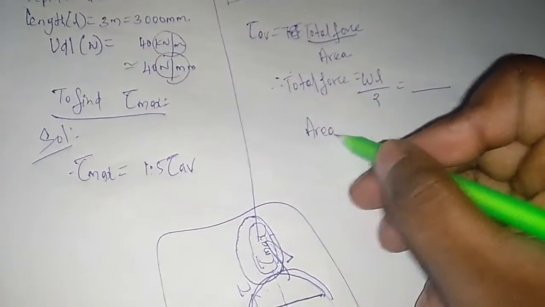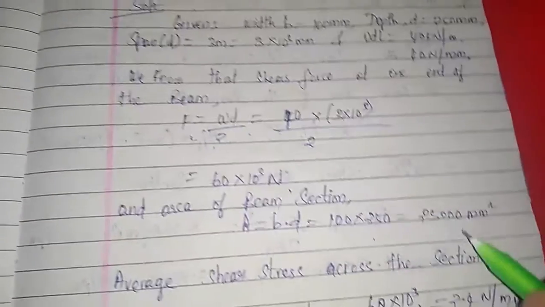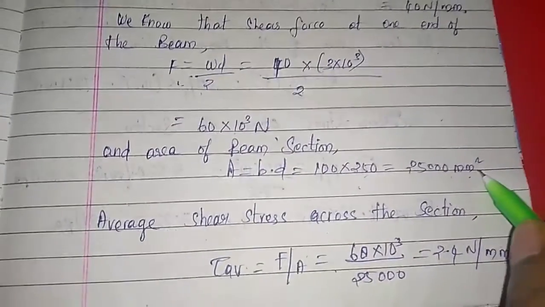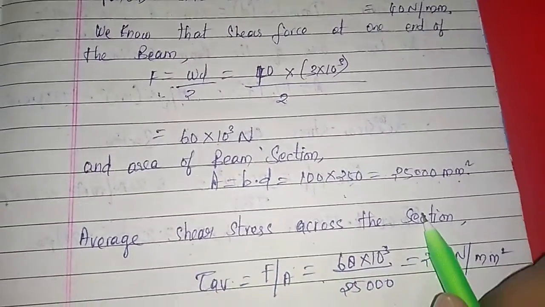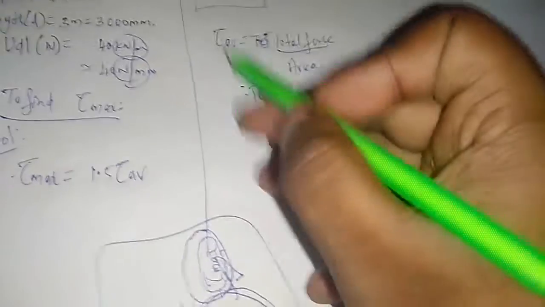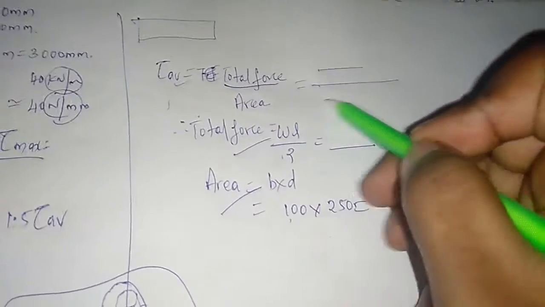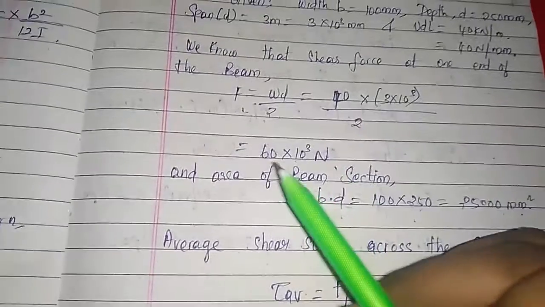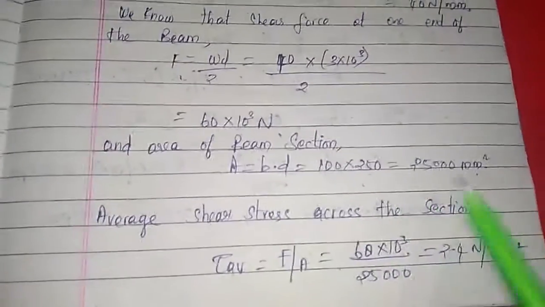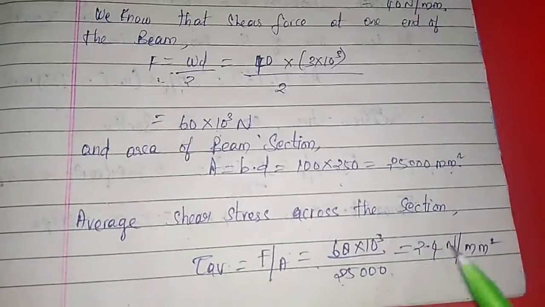Next, area is nothing but breadth into depth of the beam. What is your breadth? Breadth is 100, depth is 250 mm. So 100 into 250 mm is 25,000 millimeter square. So what is the average shear stress across the section? Now you have the total force and area, so substitute them. The total force is 16 into 10 power 3 Newton, and your area is 25,000 millimeter square. So 16 into 10 power 3 divided by 25,000 is equal to 2.4 Newton per mm square.